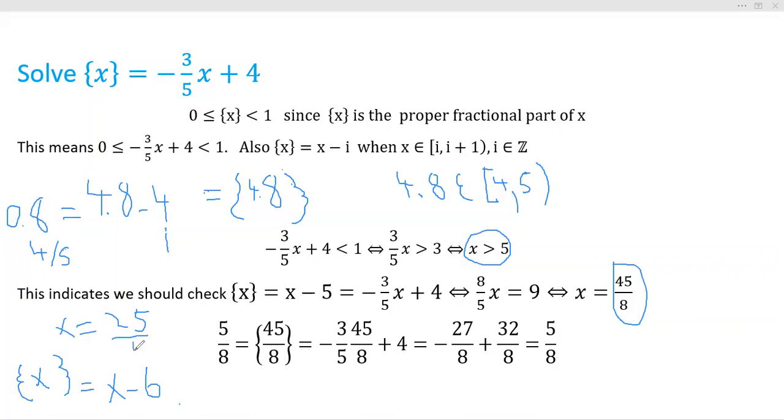So the only two solutions are 25 over 4, which is a solution, and 45 over 8, which is a solution. Kind of neat, folks, that's when the line evaluates to the fractional part of the number. It's the only time it can happen.